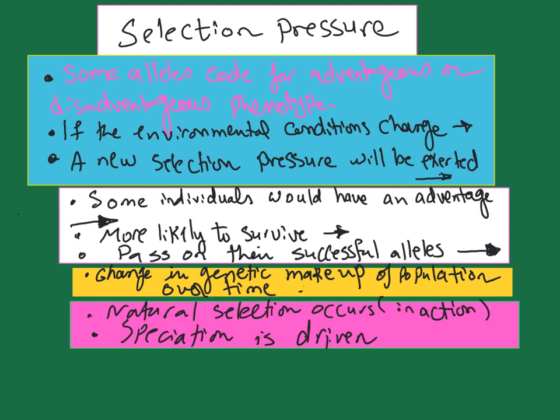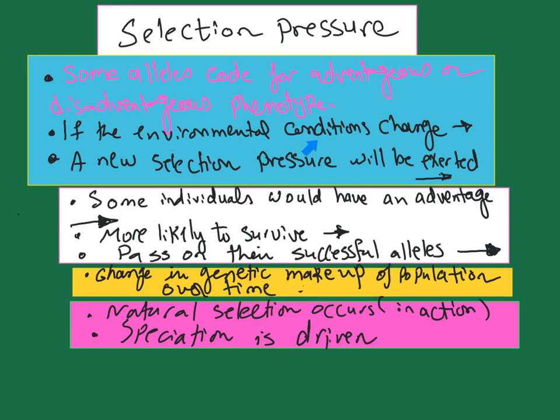Selection pressure. Some alleles code for advantageous or disadvantageous phenotypes. So if you have a population with some alleles that are different, some of them have an advantage, some of them have a disadvantage, but all of them exist in the population. This will ensure the equilibrium, the Hardy-Weinberg equilibrium.